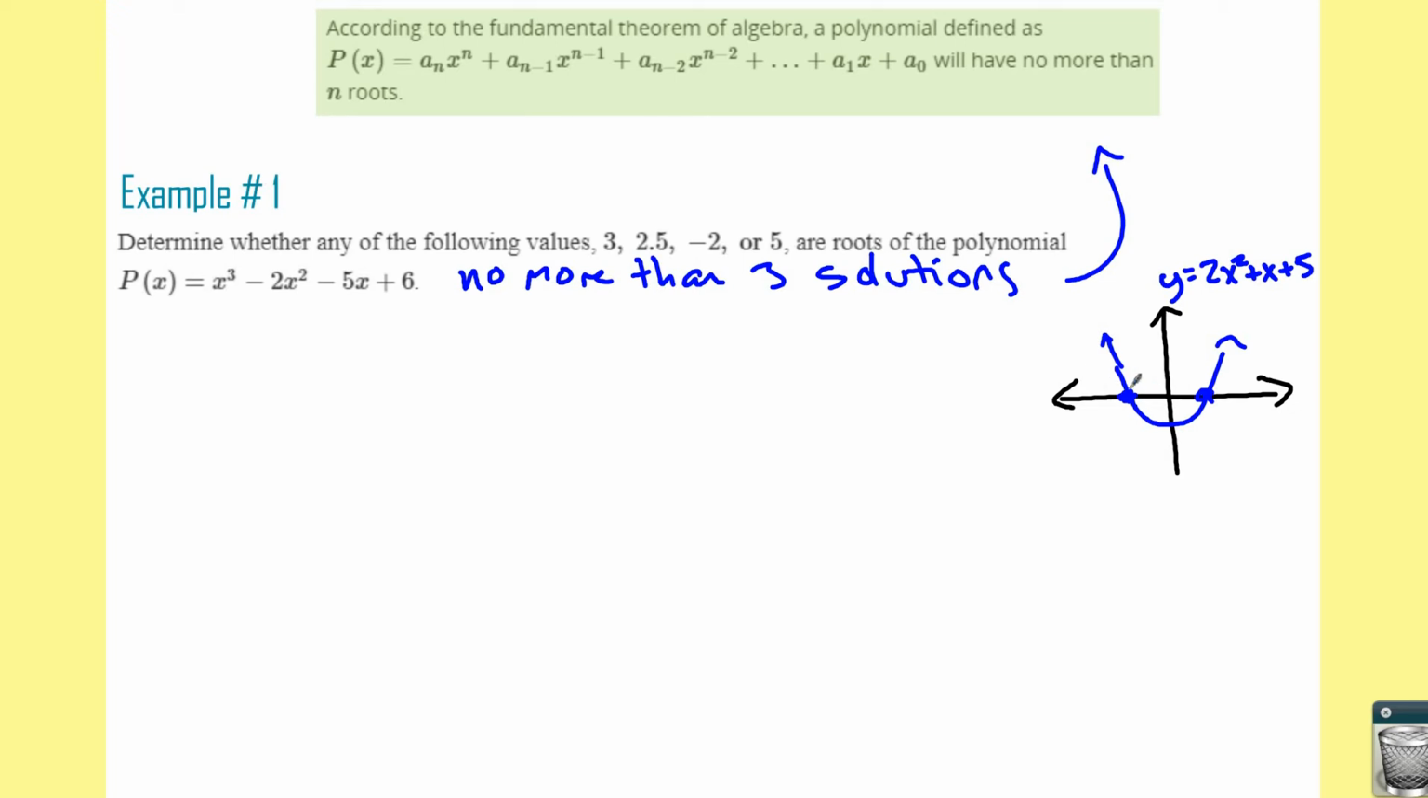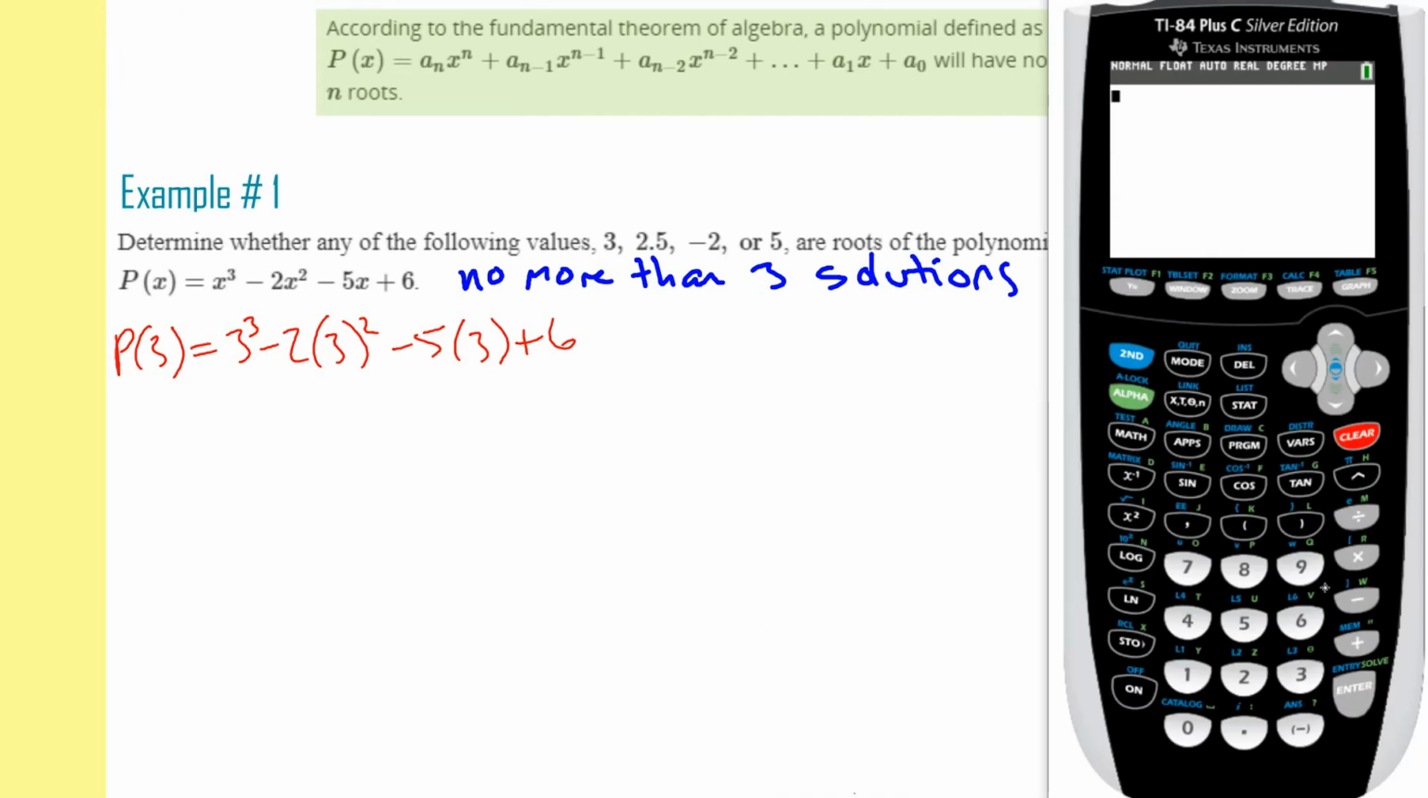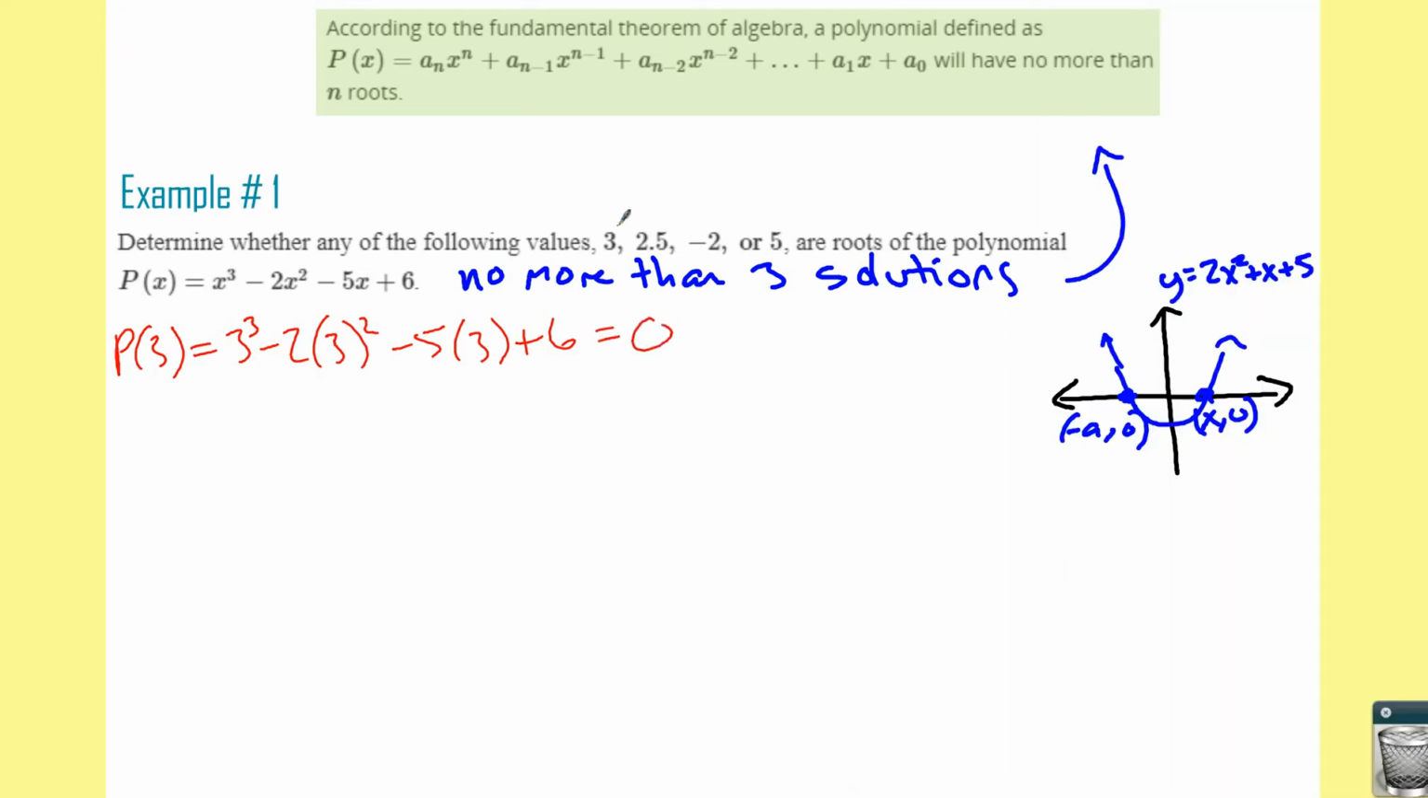So if the roots represent my x's, then the y is going to be 0, right? All these points would be like x comma 0. This one would be some other negative number comma 0. So we plug them in. Let's do p of 3. We do 3 cubed minus 2 times 3 squared minus 5 times 3 plus 6. I would just plug it into my calculator, personally. So I get 0. So that is a solution.